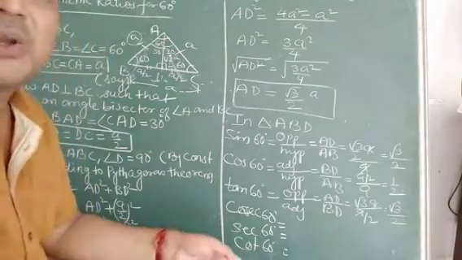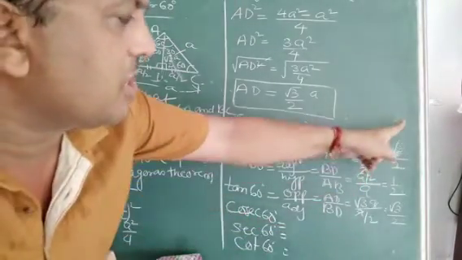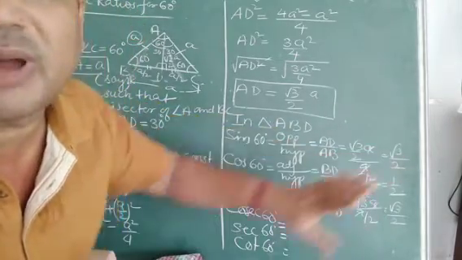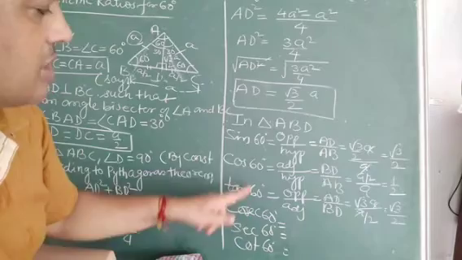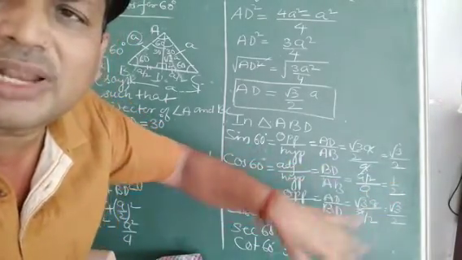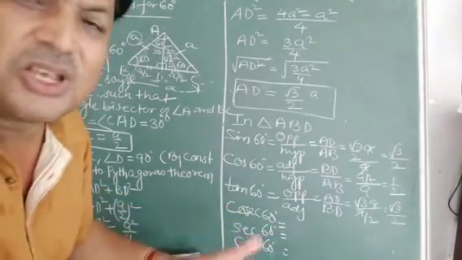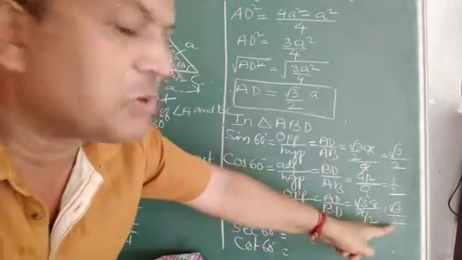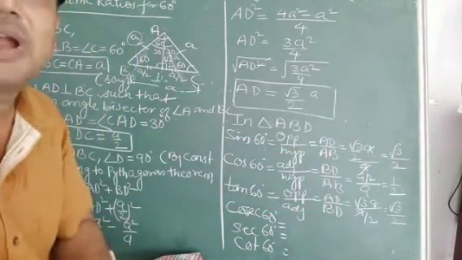It can be done in two ways. Cosec 60 is equal to 1 by sin 60, which is equal to 1 by root 3 by 2. That is nothing but 2 by root 3. Sec 60 is nothing but 1 by cos 60, which is 1 by 1 by 2, that is 2. Cot 60 is equal to 1 by tan 60, which is equal to 1 by root 3, which is equal to 2 by root 3. Or in this way also we can find, children.